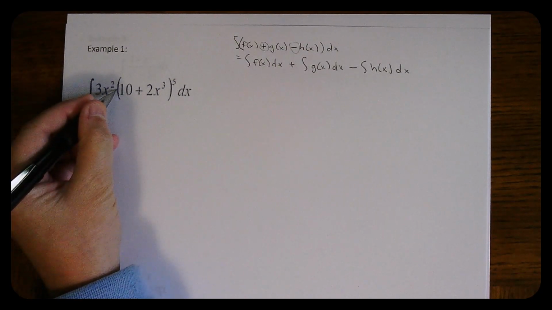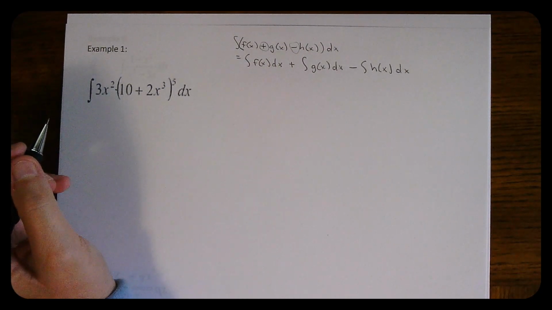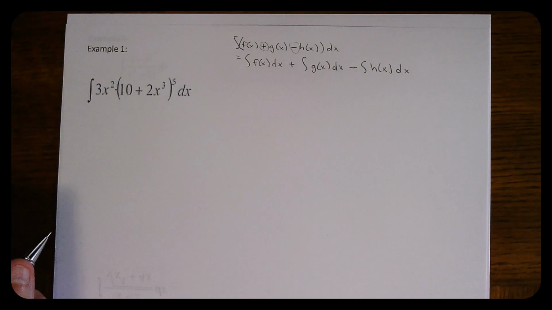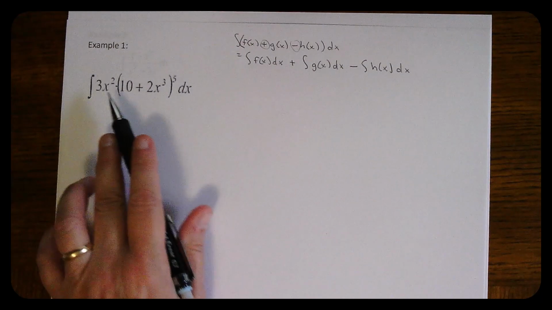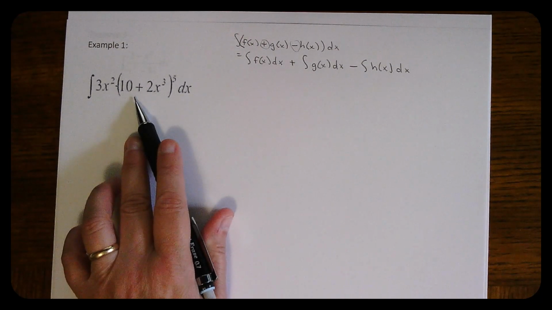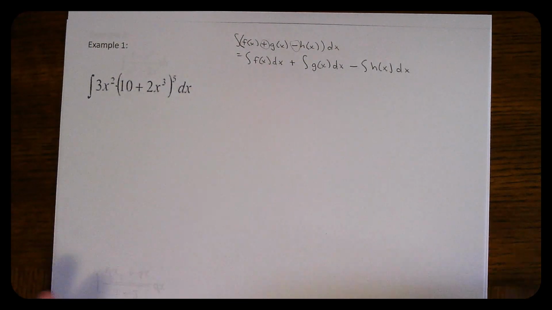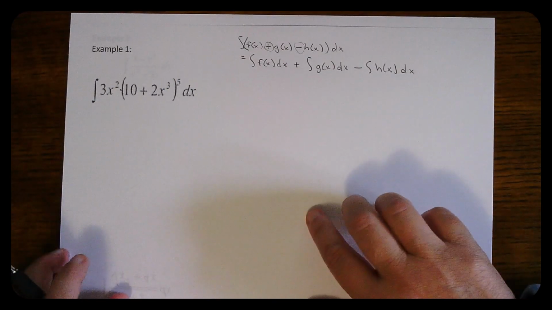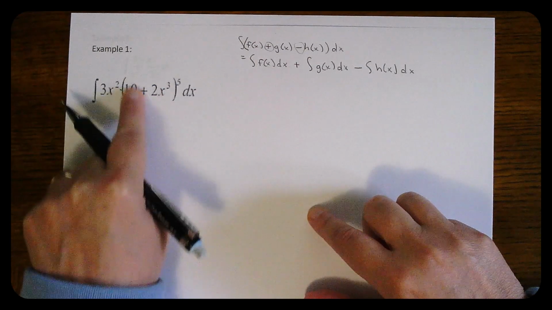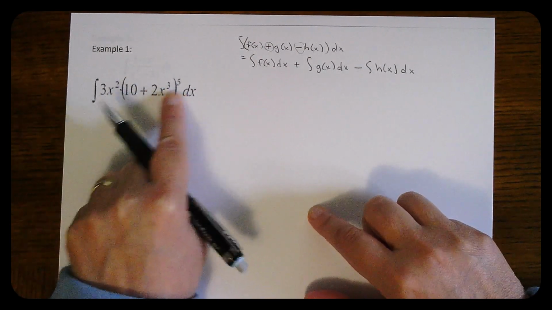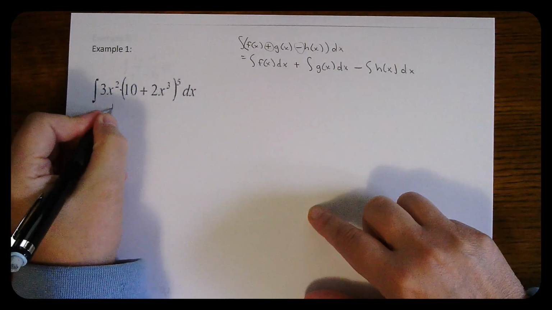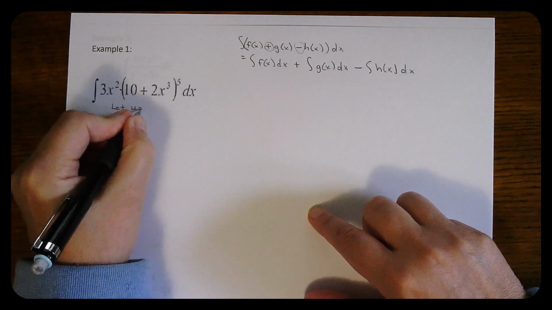So here you've got multiplication. That's not good. You can't split that and take the antiderivative of that times the antiderivative of that. That's not going to work. But what you can do is use substitution. The first thing you do is look at this expression, this binomial that's being raised to the 5th power. That is what we're going to let u equal.